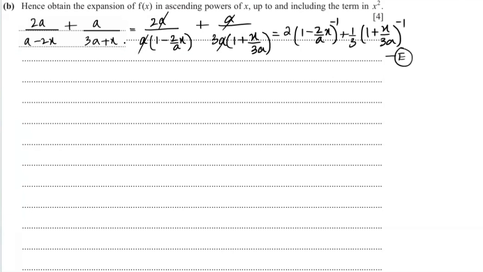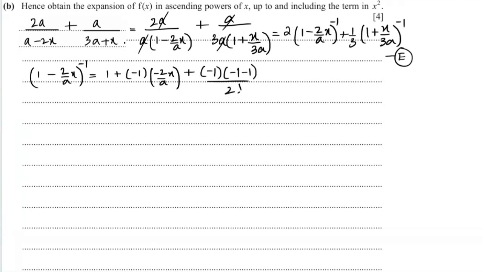Now I'll take these individual binomials and expand them one by one. One minus 2 over a x raised to the power minus 1. I need to go up to the term including x squared. So this is 1 plus nx plus n times (n minus 1) divided by 2 factorial, times x squared.